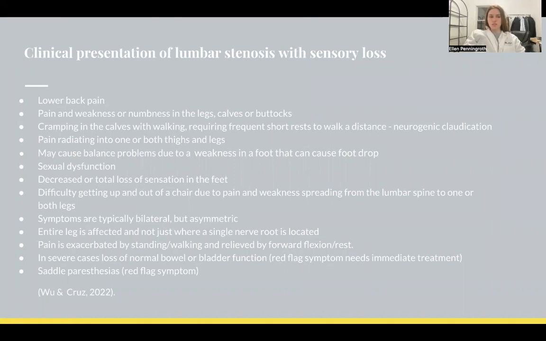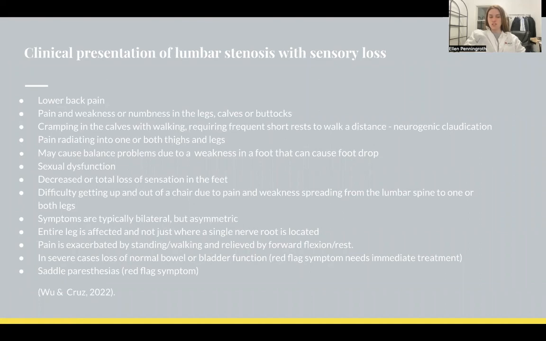The symptoms are typically bilateral but asymmetric. The entire leg is affected, not just where a single nerve root is located. Pain is exacerbated by standing and walking and relieved by forward flexion or rest.